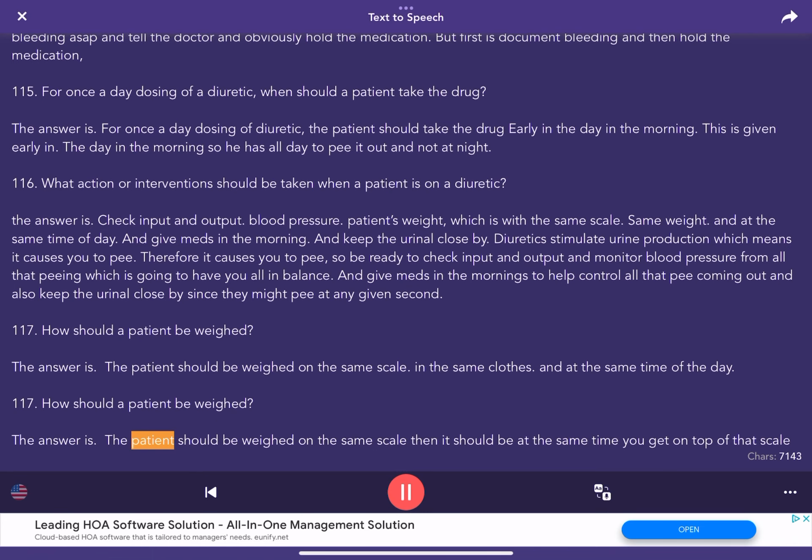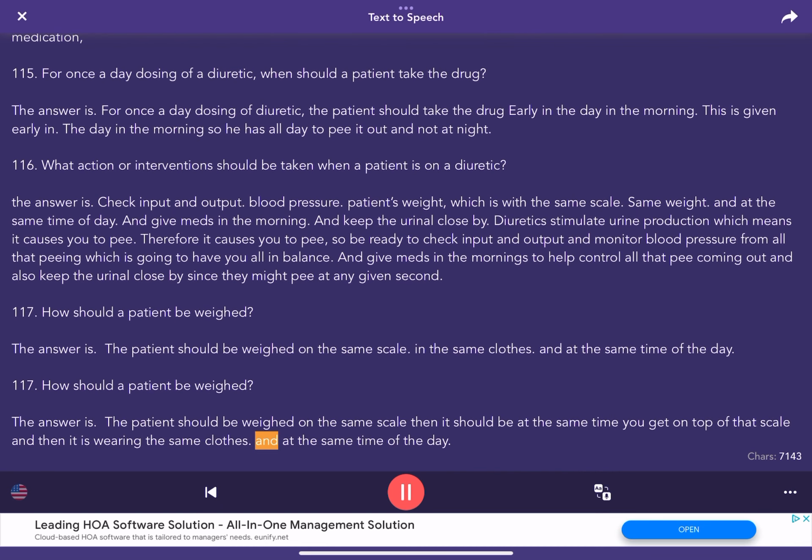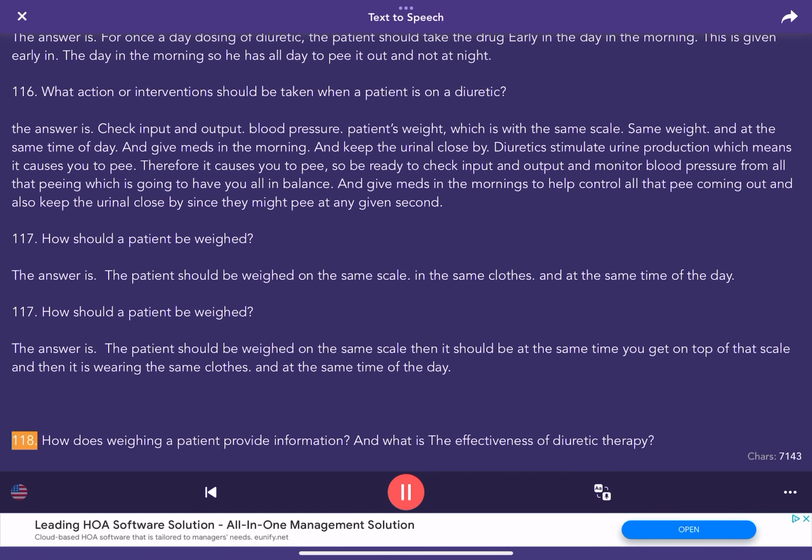The answer is the patient should be weighed on the same scale, at the same time, wearing the same clothes, and at the same time of the day.